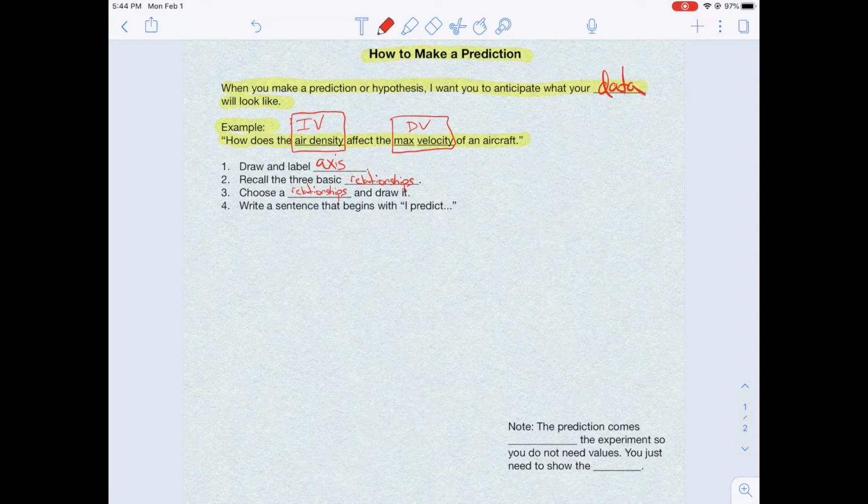Good. So the first step is to draw and label the axis for something that I call the prediction graph. So here's our prediction graph. Here's our y-axis where the dependent variable goes, and here's our x-axis where the independent variable goes. And make sure to label it.